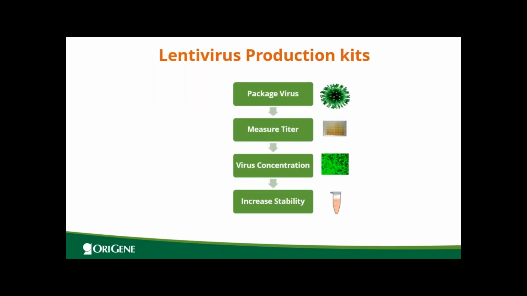So there are a few steps to make the lentivirus. First, to package the virus, co-transfect your lenti vector together with the packaging plasmid into HEK293T cells. And then the titer, to find out the exact titer, you may need to do MOI optimization. If the titer is low, you may need to increase the virus concentration, to concentrate the virus.